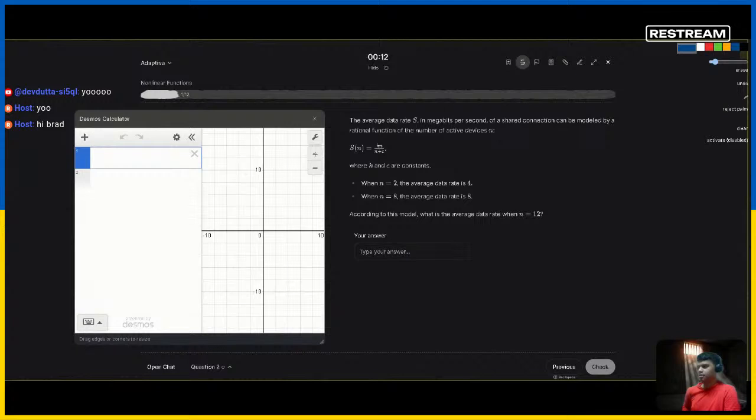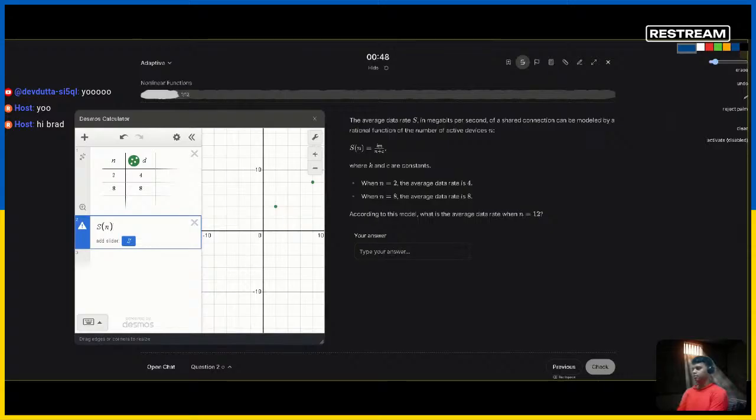Okay, let's see the constants. 1 and is 2 times is 2. Where's the dot? Is 12. So, I mean, we could do a table there and then say if n is 2, the data becomes 4. And if n is 8, it's 8 for some reason. So now let's use it in this formula.